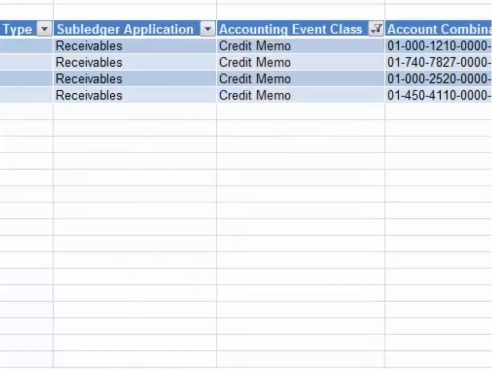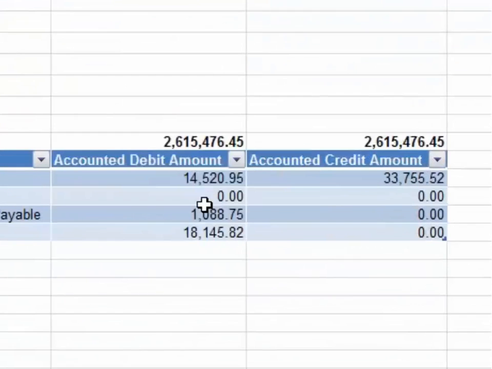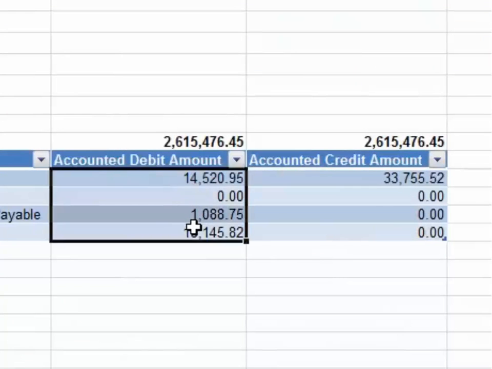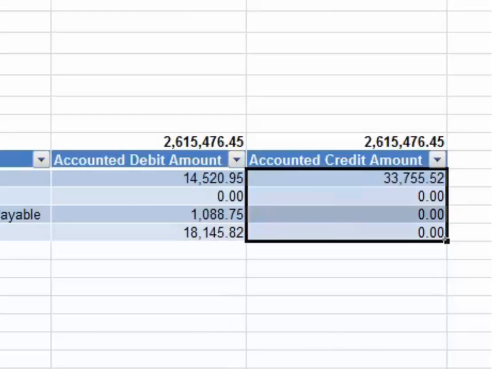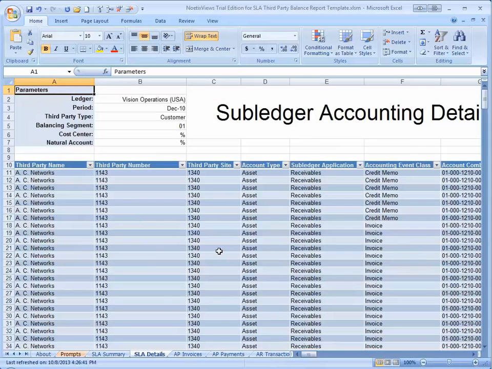Okay, so we filtered that down, and we scroll over and we can see that the total debit amount down here says $33,755.52, which matches the total credit amount, again $33,755.52. So this is just a convenient way to check your balances, in this case for one customer, for credit memos. The next tab is the SLA Details tab.